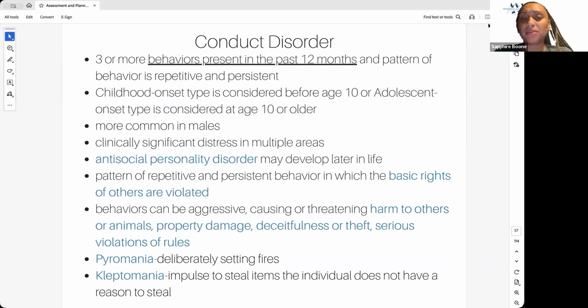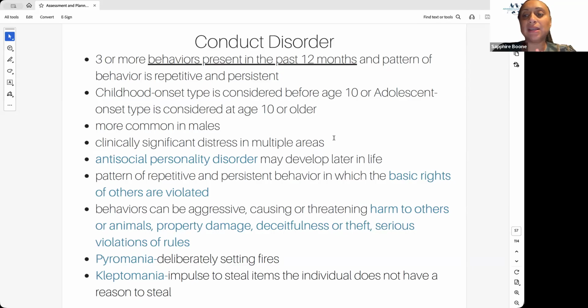We might see deliberately setting fires. And then the impulse to steal is kleptomania. That's just some definitions. So that's what you're going to see. Definitely 12 months, three or more of the behaviors. And you're going to see them consistent in all settings, right?